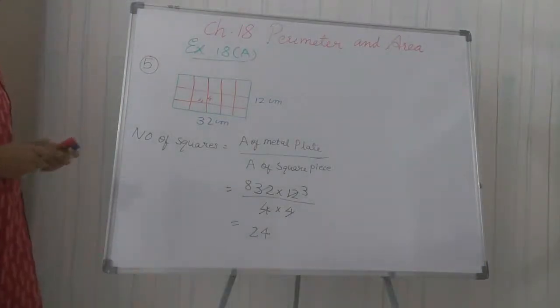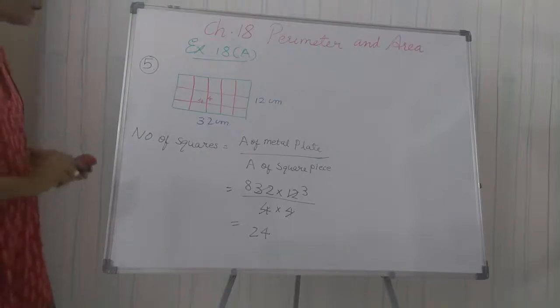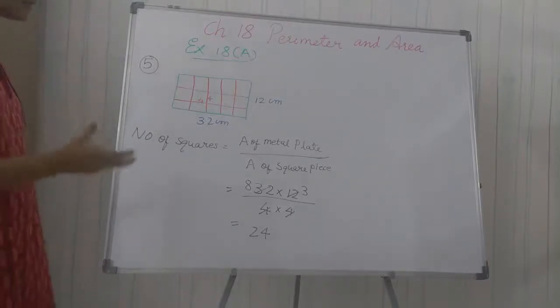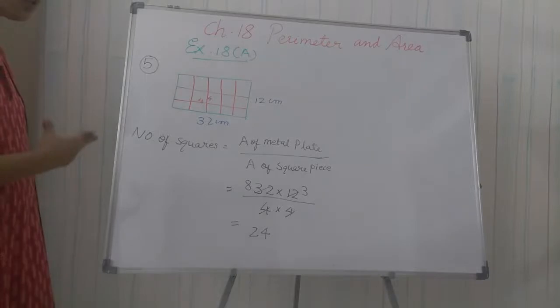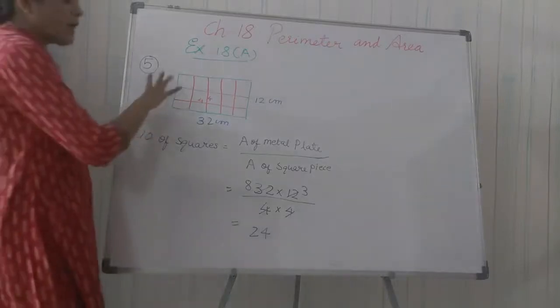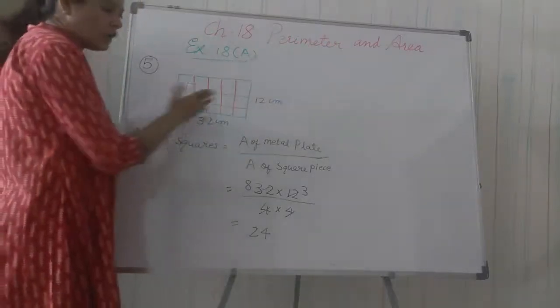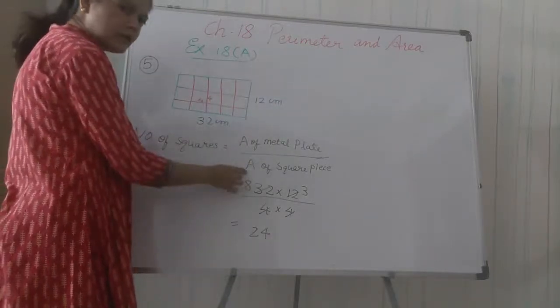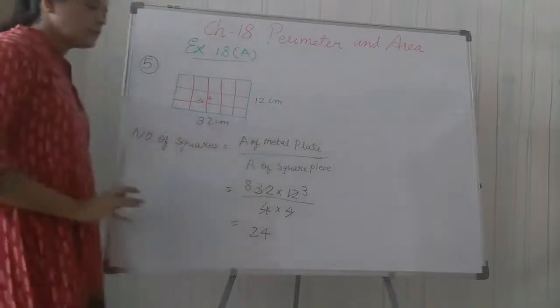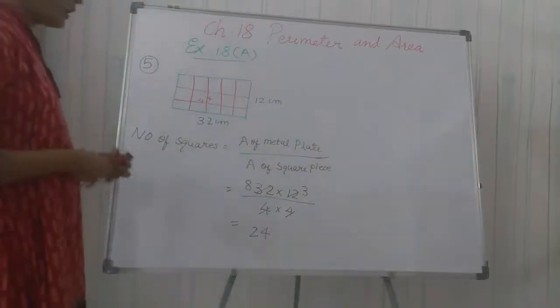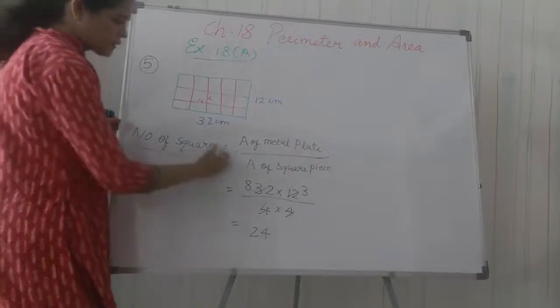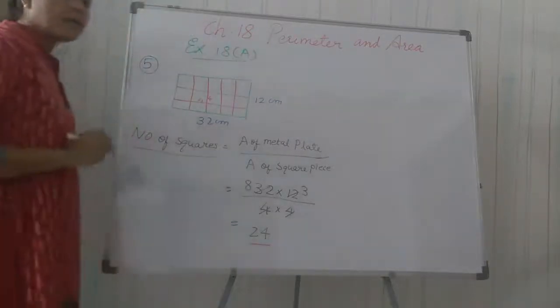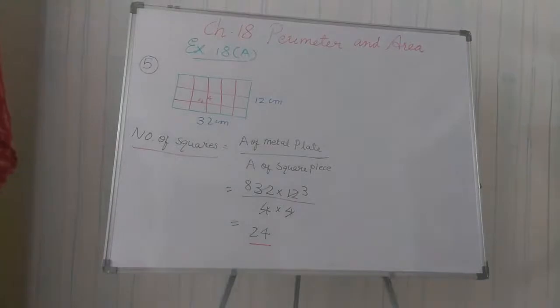So how do we find it now? Whenever you are asked any number of small things, like number of pieces, number of cut ropes, anything, you have to take the whole material's area in the numerator and the area of that small piece as the denominator, so that you get your answer. Number of squares is equal to 24 here. So do you understand, students, how we have solved this question number 5?